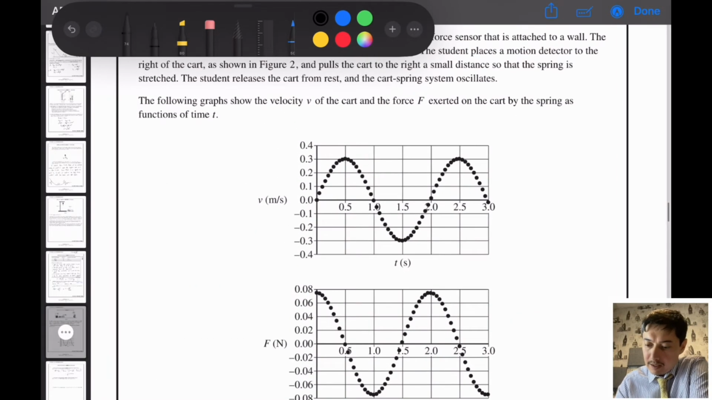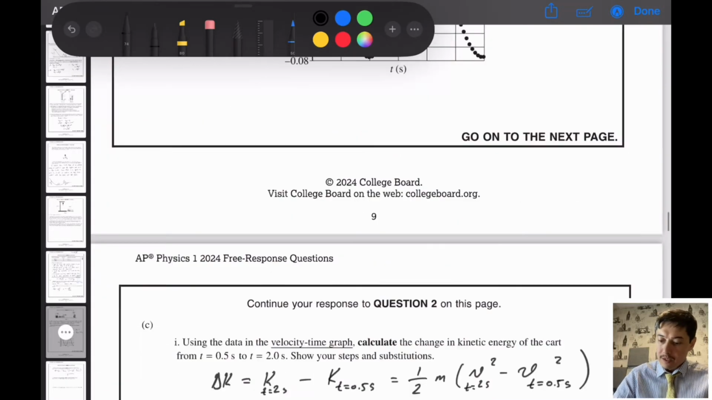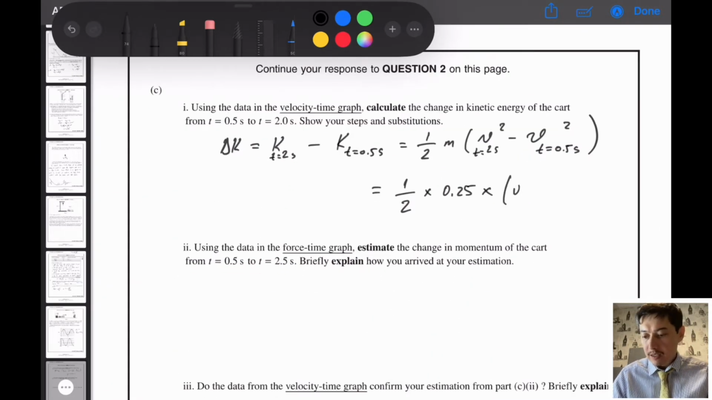Let's look at the speeds now. Now at 2 seconds, we can see the velocity at 2 seconds is equal to 0 and velocity at 0.5 second is 0.3 approximately meter per second. In that case, it's going to be 0 minus 0.3 squared, negative 0.011. The unit of kinetic energy is joule.